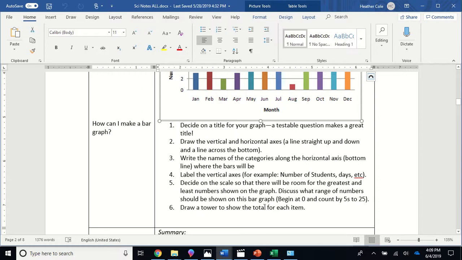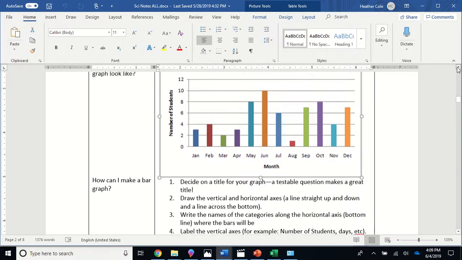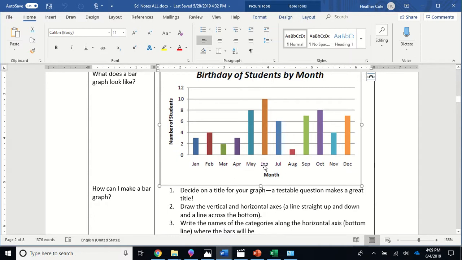And then you're going to finally draw a tower to show the total for each item. So you go above the label. In this case, we're going to June. And above June, we're going to make the tower as tall as the number of students who had birthdays in that month. So we went all the way up to 10 and we draw a line back down, and it really makes it clearer if you color it in, but the main thing is to make sure this is neat. So your tower should be very clearly ending at the number that you want it to.